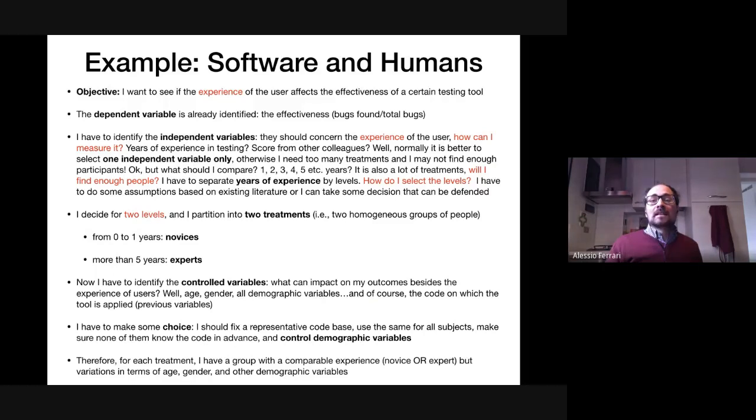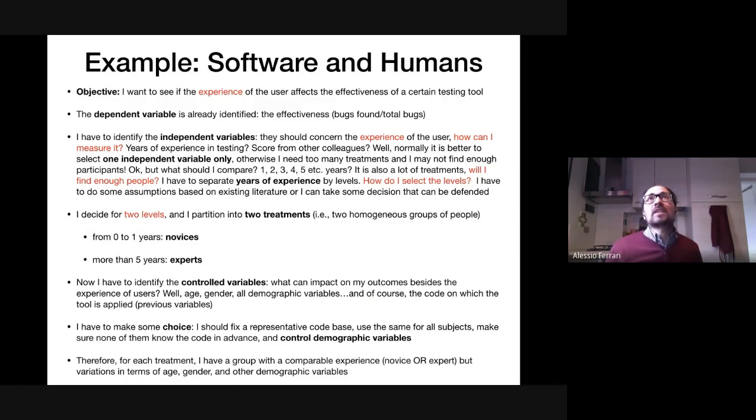But the issue here is how can I measure this experience? Before, the independent variable was tool A or tool B, which was quite clear and straightforward. We didn't even think about measuring the independent variable because it was basically a binary variable: either you use tool A or tool B. But in this case, your independent variable is the experience, and the issue is how to measure it.